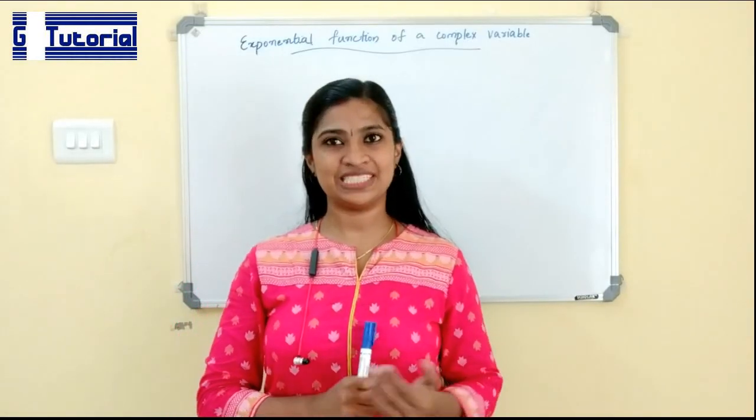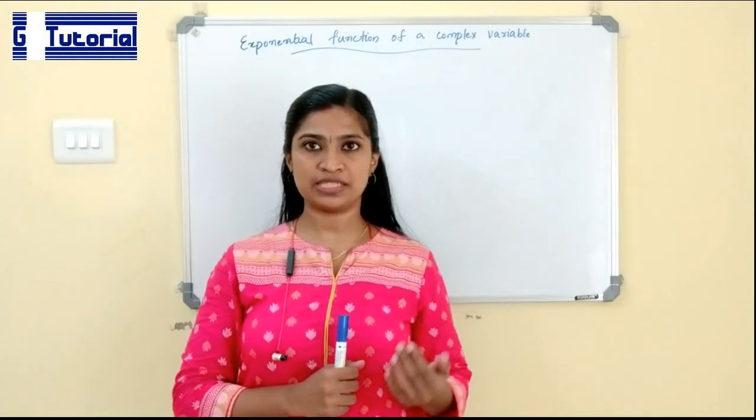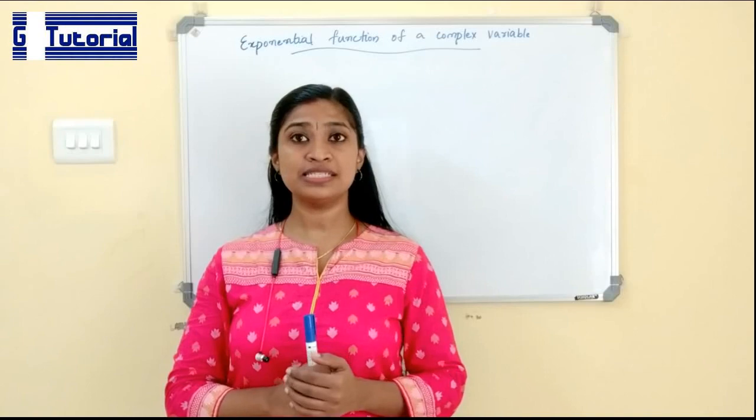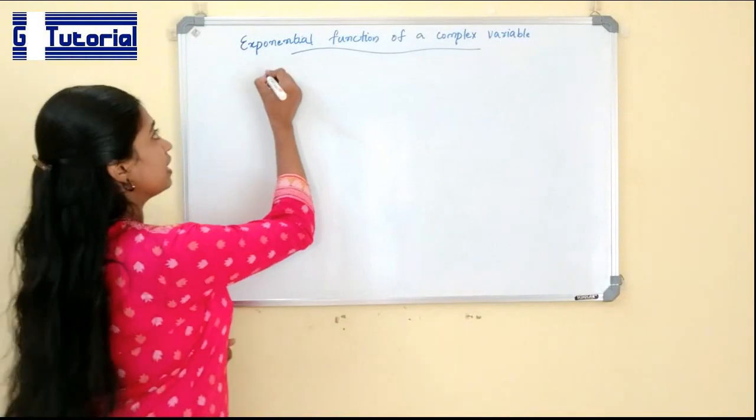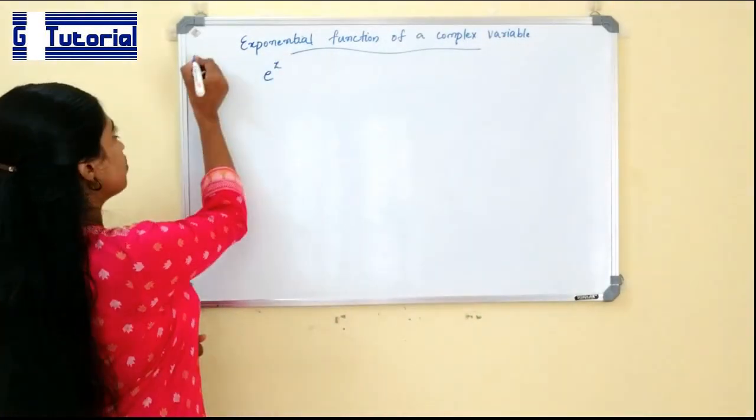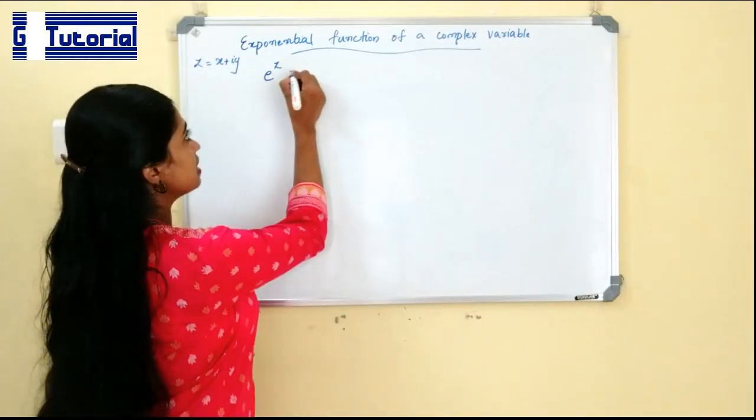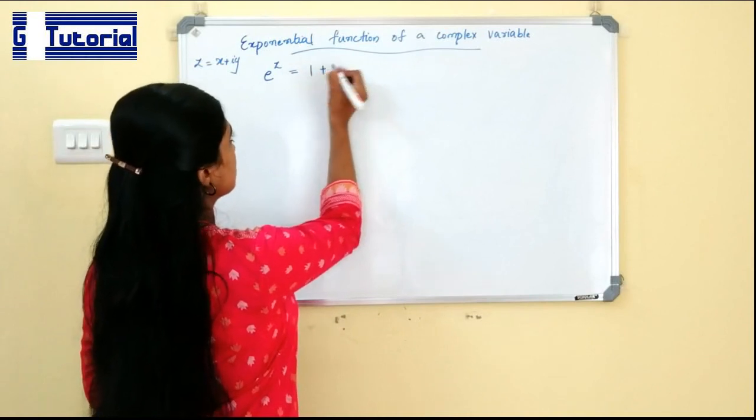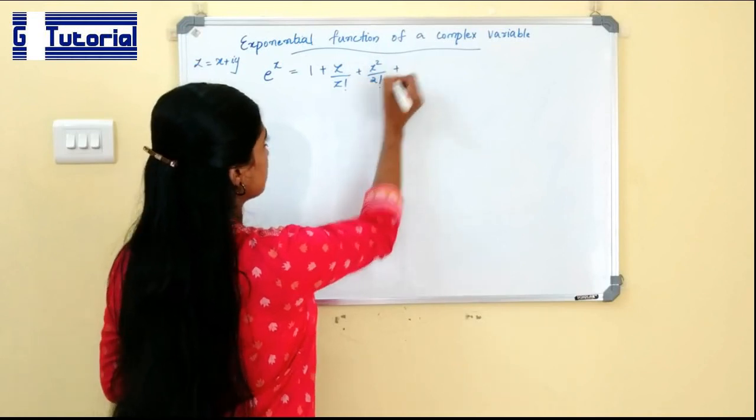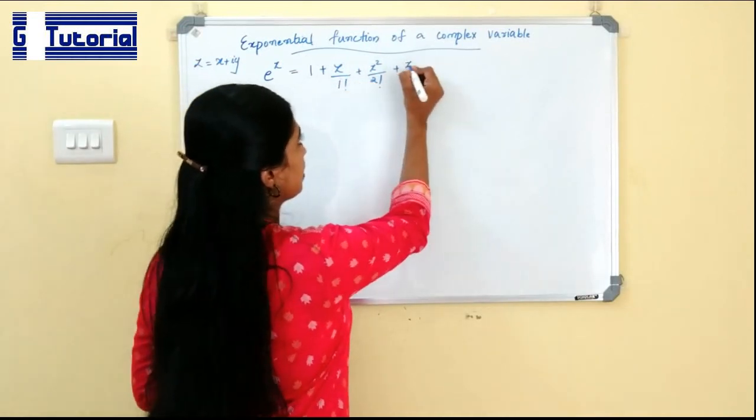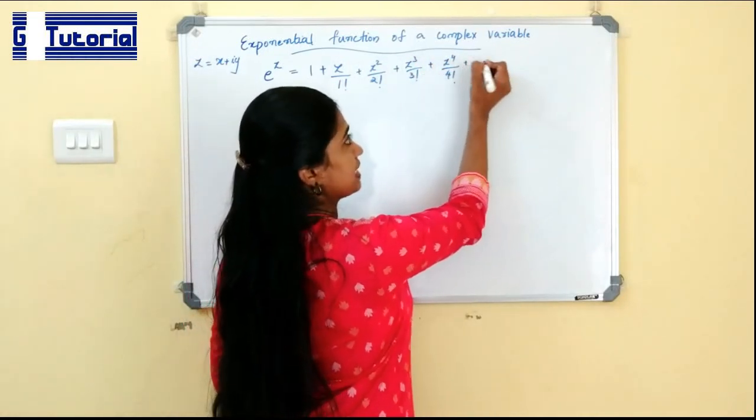We are all familiar with the exponential function e raised to x. E raised to x is equal to 1 plus x by 1 factorial plus x square by 2 factorial plus etc. Similarly, the exponential function for a complex variable is denoted by e raised to z. We know that z is equal to x plus iy. So e raised to z can be expressed as 1 plus z by 1 factorial plus z square by 2 factorial plus z cube by 3 factorial plus z raised to 4 by 4 factorial plus etc., up to infinity.